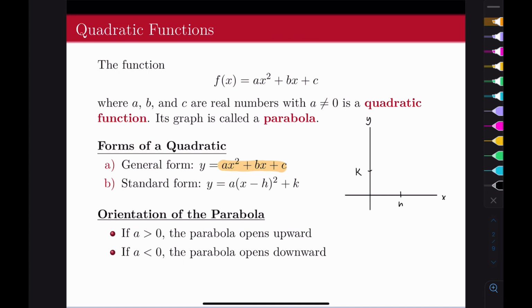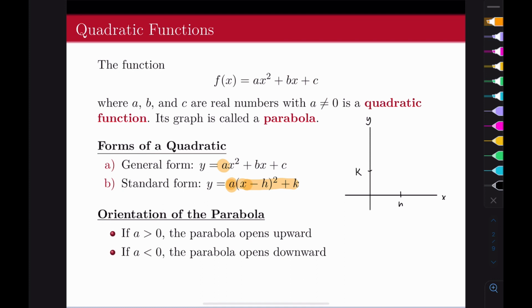This is a useful form, but it's more useful for being able to find x-intercepts. What we really want to do is put it in what's known as standard form, because that's going to be more helpful for graphing. So the value of a is still the same. You're going to take that out of your x squared terms. But putting it in this particular form allows us to see the transformations. Remember that value that's attached to x is going to be a horizontal shift, and then the value k at the end is going to be a vertical shift.